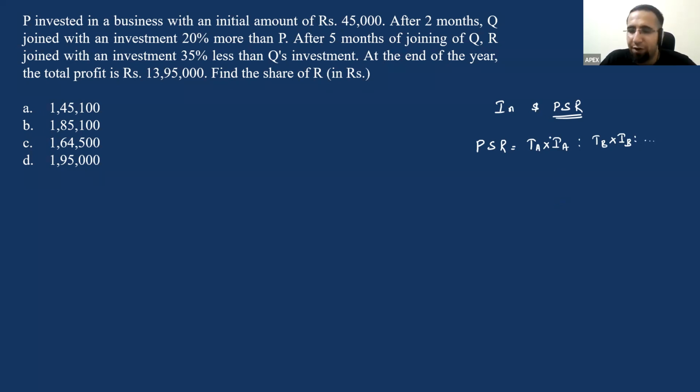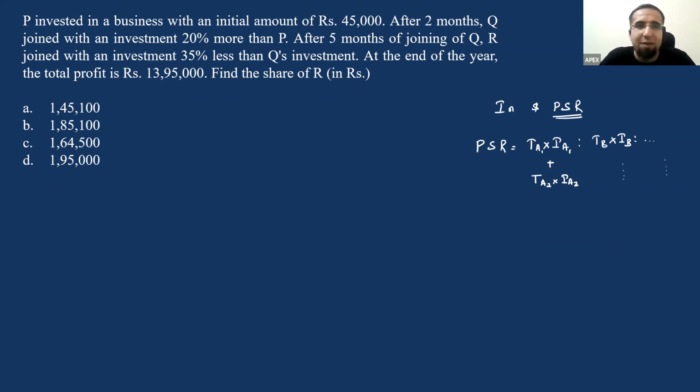If A has invested different amounts for different time periods, then I will write TA1 into IA1 plus, let's say, TA2 into IA2. Because this happens: sometimes A is withdrawing his money after 4 months, then the investment changes, right? So on, so on. The same applies to B and the same applies to others also.